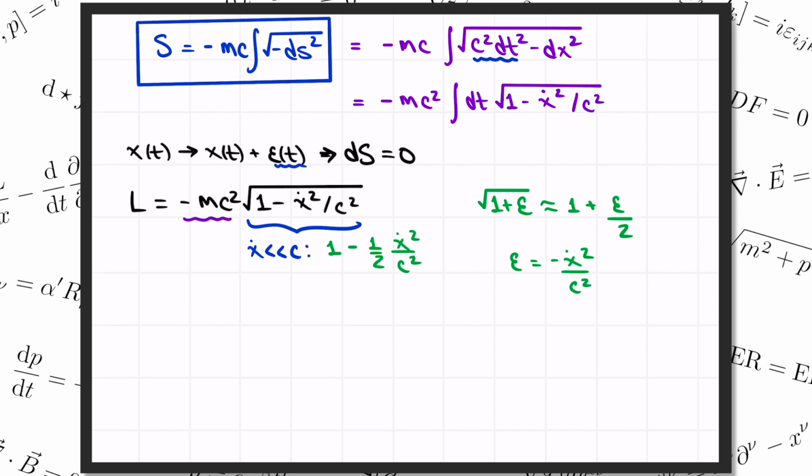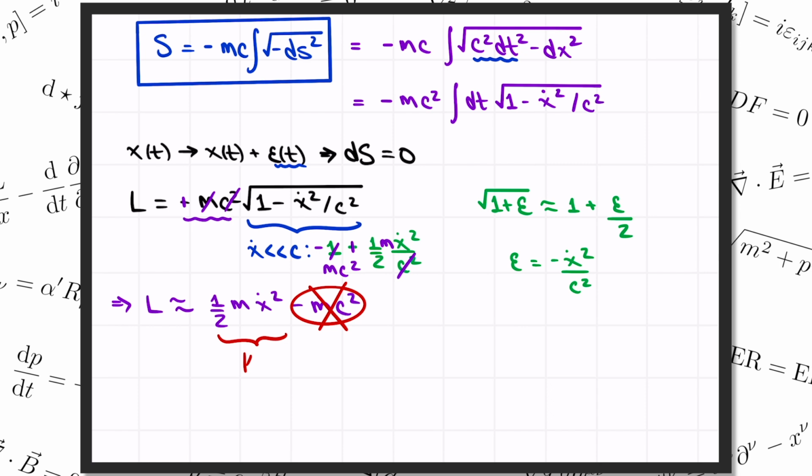Now we'll multiply in this factor of minus mc², cancel some things out, and we wind up with the Lagrangian equals 1/2 m ẋ² minus mc². This second term here, that's a constant, which doesn't matter when you add it to the Lagrangian. It's not going to change the equations of motion because it doesn't change where the action is minimized. The first term, meanwhile, is the kinetic energy in Newtonian mechanics. So we've indeed reproduced the action for a free particle in Newtonian mechanics by taking the limit of our more precise relativistic action when ẋ is small compared to the speed of light.